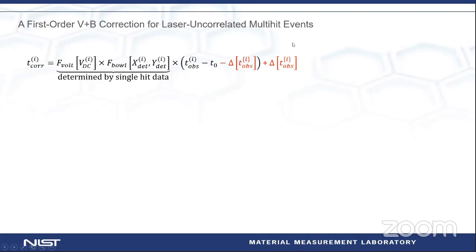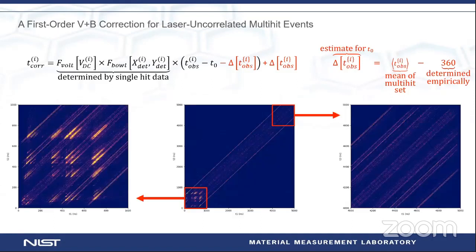And so then we add that back on once the voltage and bow corrections are completed, because that way we don't overcorrect. And so this function delta is really just an estimate for T0. And the simplest estimate we could come up with that seemed to be reasonable was simply take the mean time of a set of multi-hit events and then subtract off an empirically determined constant. So how does this actually work in practice? It actually works surprisingly well.